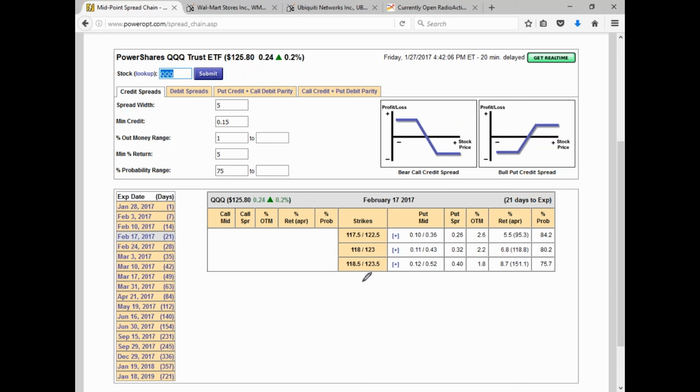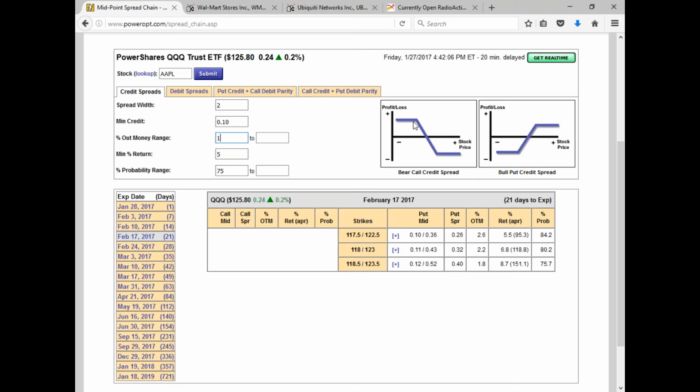Now let's just take Apple for the first example. I'm going to look at spreads roughly 1 week out. Let's just look for February 3rd. Bull put or bear call spreads on Apple. I'm going to want the spread width. They offer single strike differences, so I'm going to want a spread width of 2. I'm going to look for a minimum 10-cent net credit.